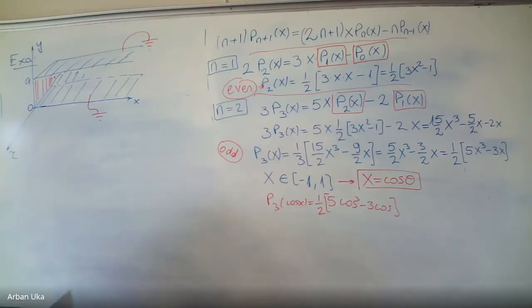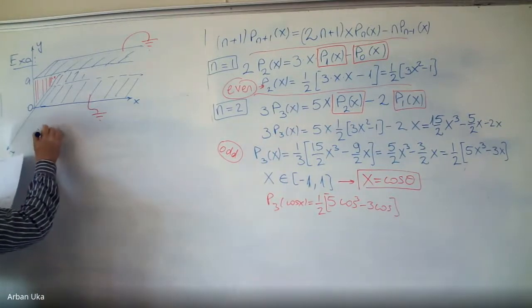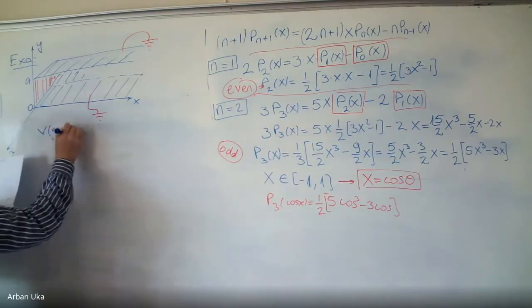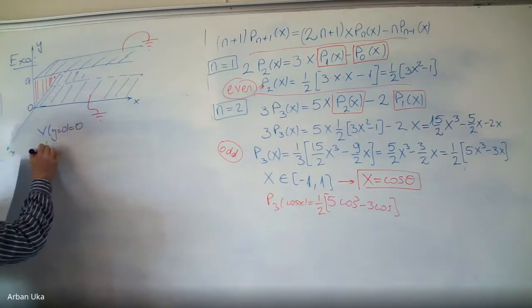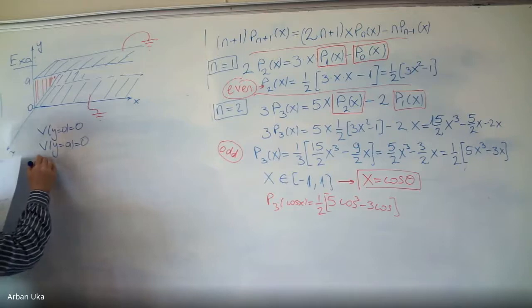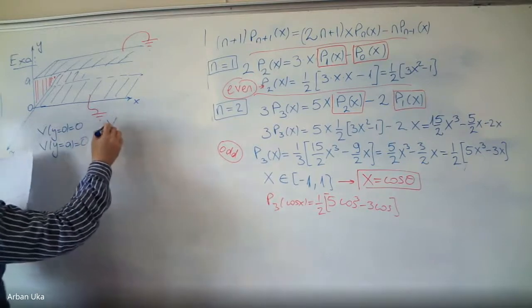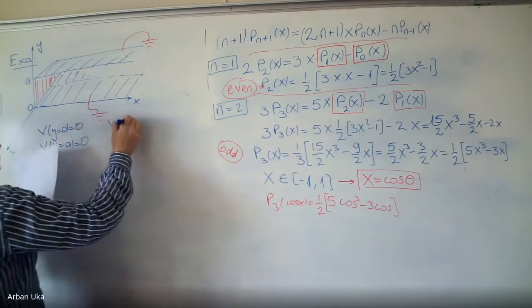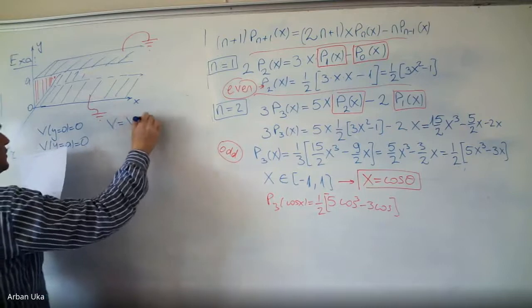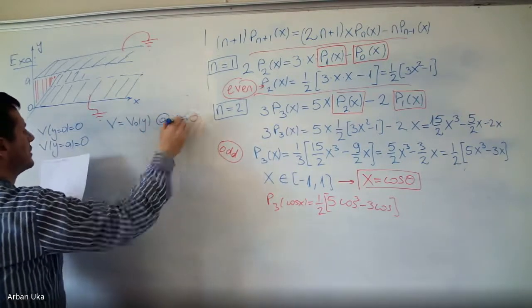And now we are dealing with boundary conditions. Let's give the boundary conditions. The first condition is that the potential at y equal to 0 is 0. The potential at y equal to A is 0. So these are two initial conditions. Then we have the potential equal to V0y at x equal to 0.